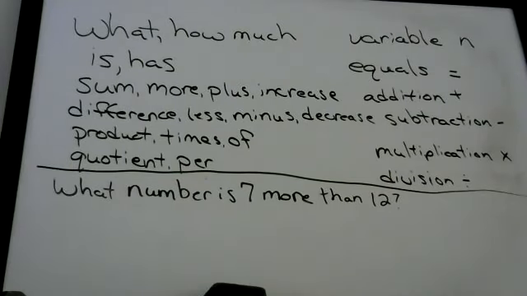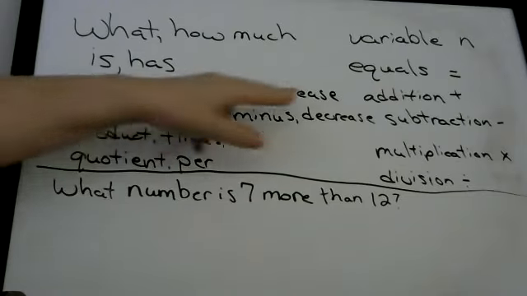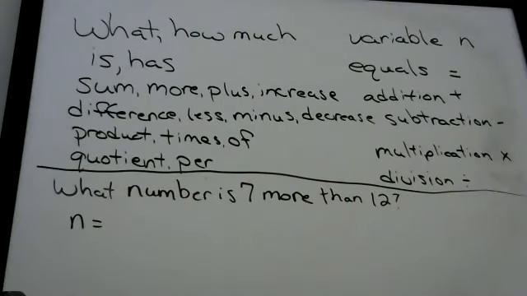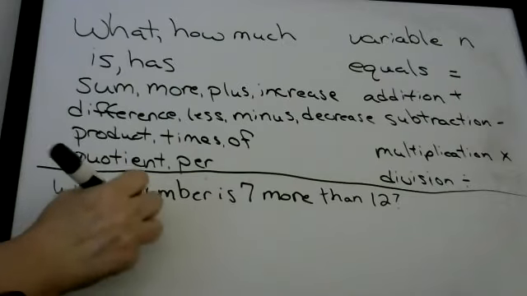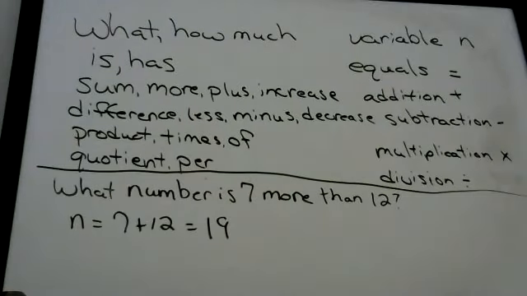This one now says, what number is 7 more than 12? More means we're going to add. So what number is 7 more than 12? 7 plus 12. So what number is 7 more than 12? 19.